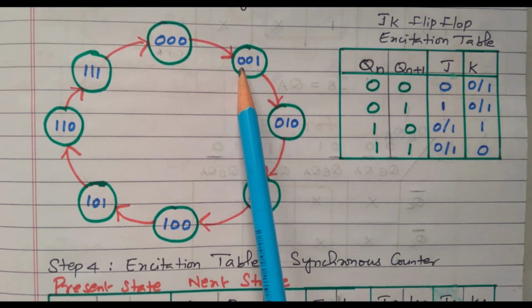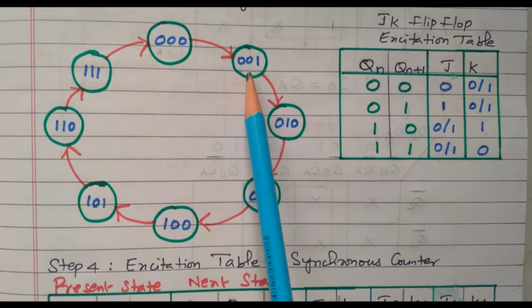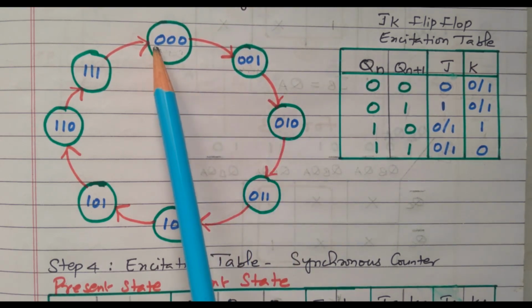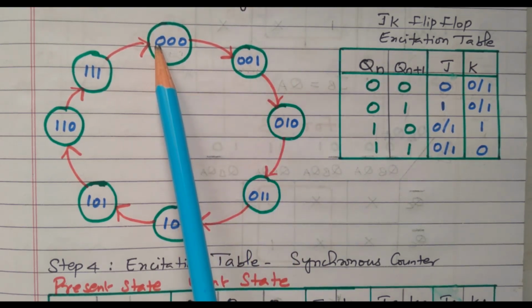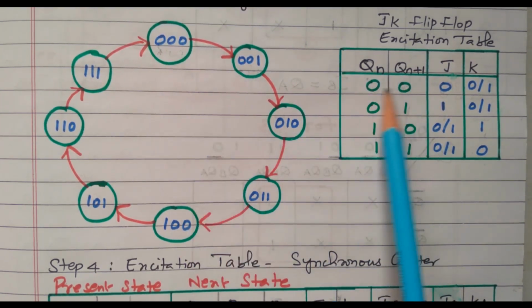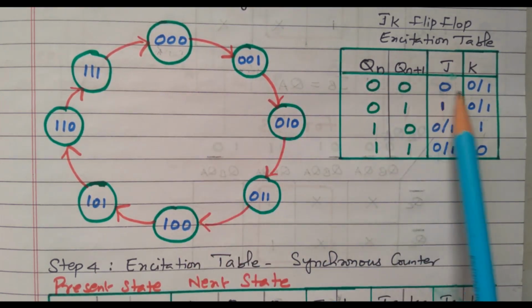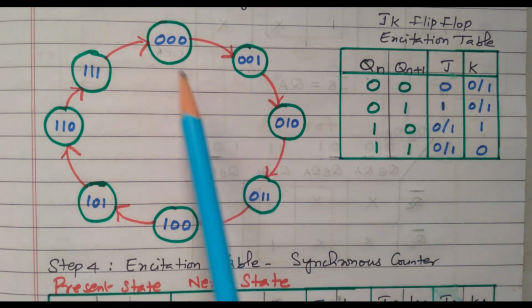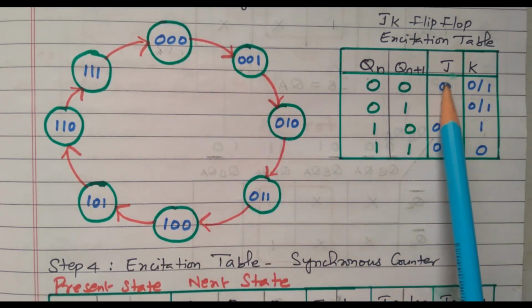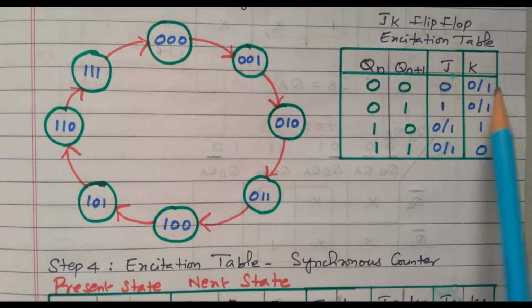Similarly here the next state QC plus 1, QB plus 1, QA plus 1. See this, for the first flip-flop C there is no change, right. C is 0, both are 0. Both are 0 means what do we need? J is 0, K may be 0 or 1. Similarly the second flip-flop B, both are 0, current state and next state. So same thing, J is 0, K is 0 or 1.